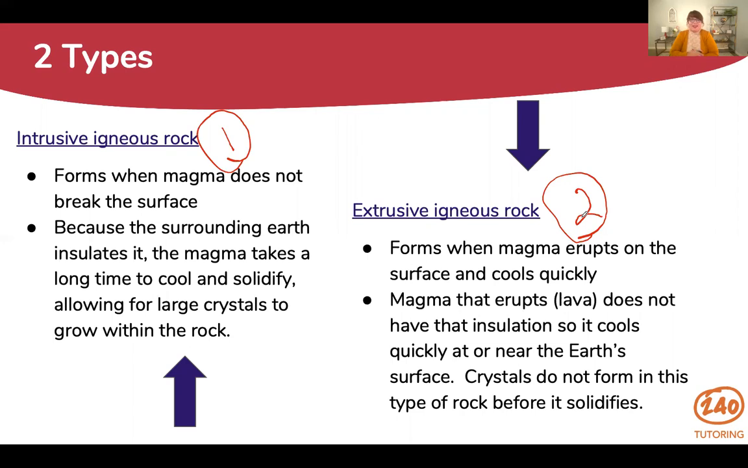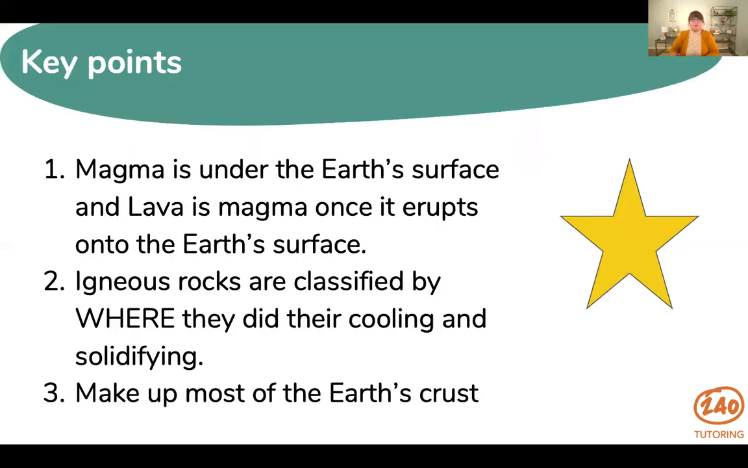All right, so when that magma erupts onto the Earth's surface and cools quickly, that's what we call an extrusive igneous rock. So that happens quickly, and crystals do not form before it solidifies because of that faster process. Now, again, this can be described in a more technical way, but this is what you'll need to know for your exams.